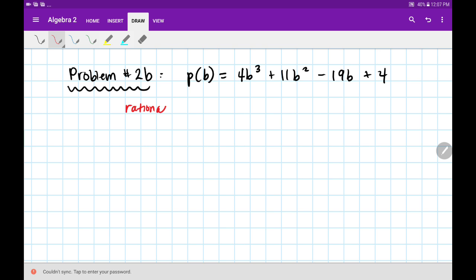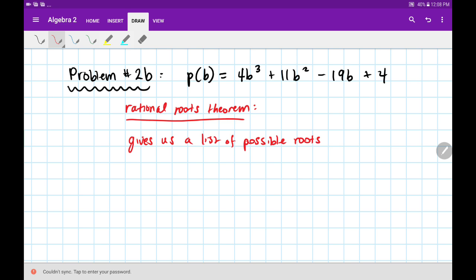So let's take quick notes on rational roots theorem and what it does. So our rational roots theorem basically gives us a list of possible roots. This is helpful because it'll get us started on our synthetic division. It'll tell us which numbers to start plugging in. And so your notes from class should look something like this.